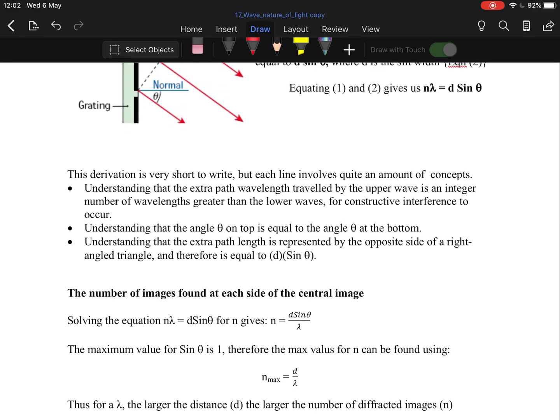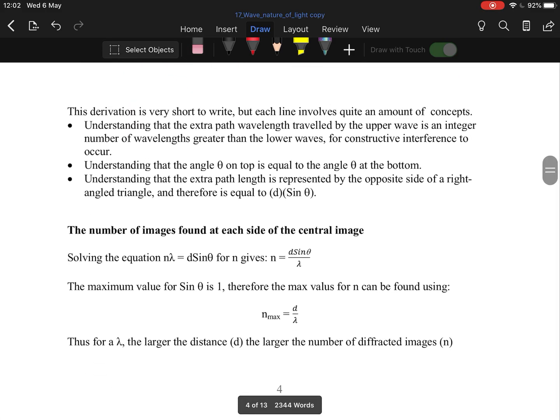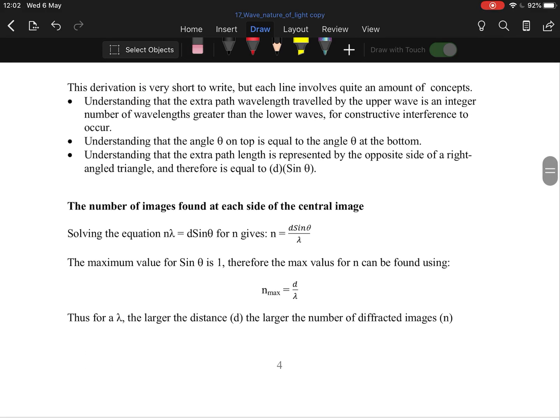Understanding the extra path length: the extra wavelengths traveled by the upper wave is an integer number of wavelengths greater. Understand the angle on the top. All the angles, by the way, are the same. So this angle equals this angle equals this angle, all the way down. They're all the same angle. Understanding the extra path length, we've kind of covered that.